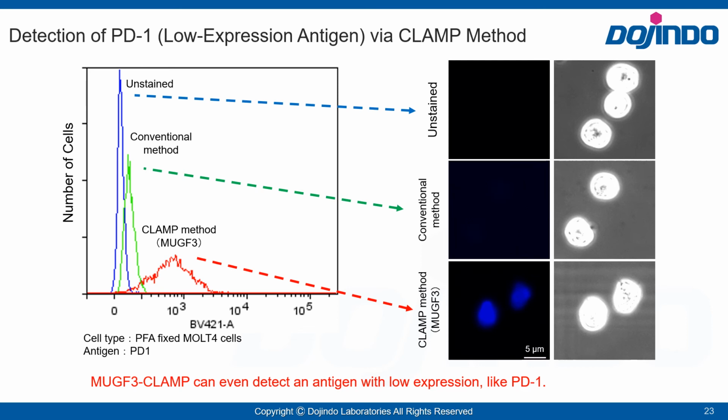The results of this experiment reveal a very slight shift with the conventional method and a much stronger shift with the MUGF3 clamp method. In these fluorescence imaging results, we see that fluorescence is too insignificant to be confirmed with the conventional method, whereas we can see significantly intense fluorescence produced by the MUGF3 clamp method. This experiment illustrates that antigens expressed in concentrations too low to be detected by the conventional method may be detected by the MUGF3 clamp method.